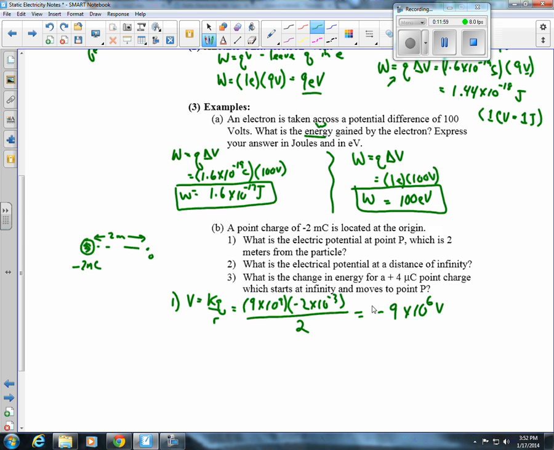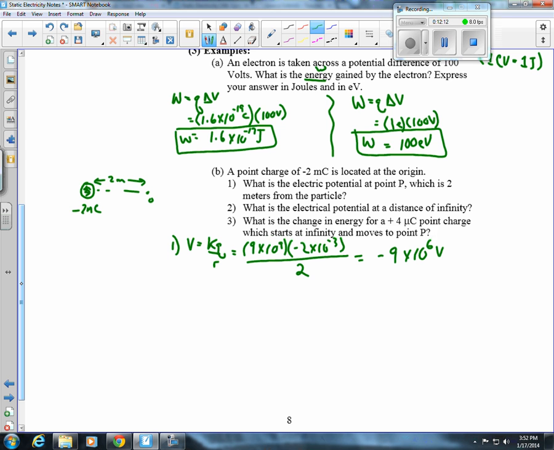Now, I didn't have to worry about direction. I didn't have to draw arrows, but sign is very important. Negative charges give me negative voltages around them. So this voltage is negative. So I'll just make a note of that: voltage is negative. So it's important to keep the sign.